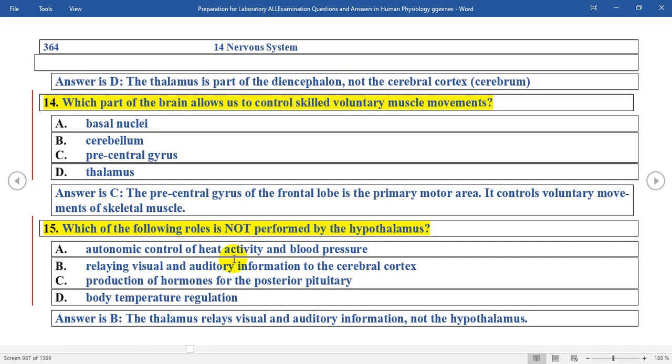15. Which of the following roles is not performed by the hypothalamus? Autonomic control of heart activity and blood pressure, relaying visual and auditory information to the cerebral cortex, production of hormones for the posterior pituitary, body temperature regulation. Answer is B.